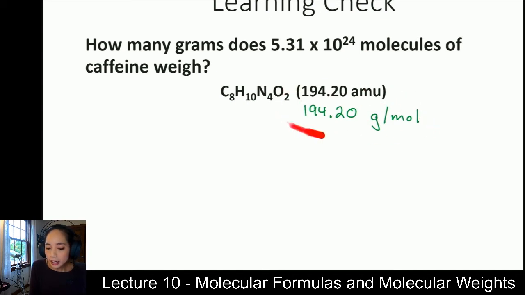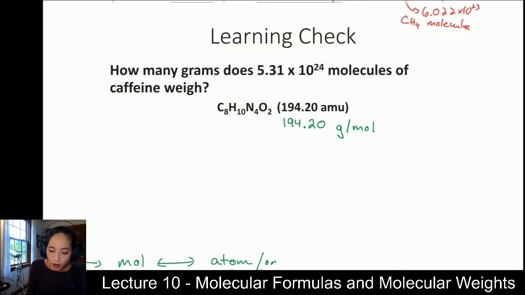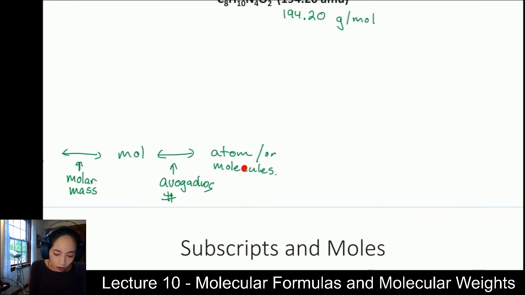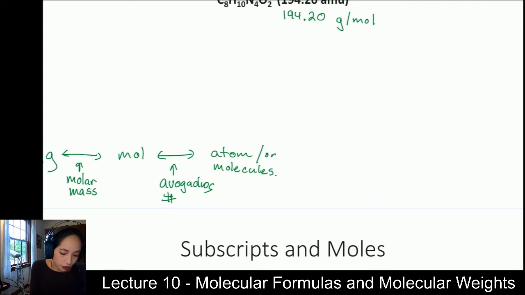The reason I'm using molar mass instead of molecular weight is because this question is asking for grams, and AMU is not a gram, it's a fraction of a gram. So I'm going to use the quantity that has grams in it. They give us molecules, so if you revert back to this guide, to go from molecules to moles, I have to use Avogadro's number. Then to go from moles to grams, I use molar mass, which is right here.